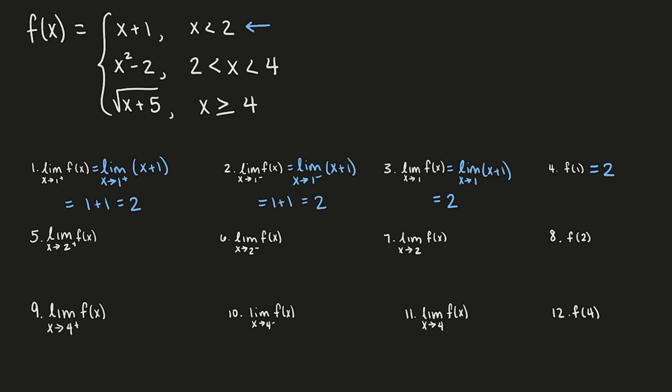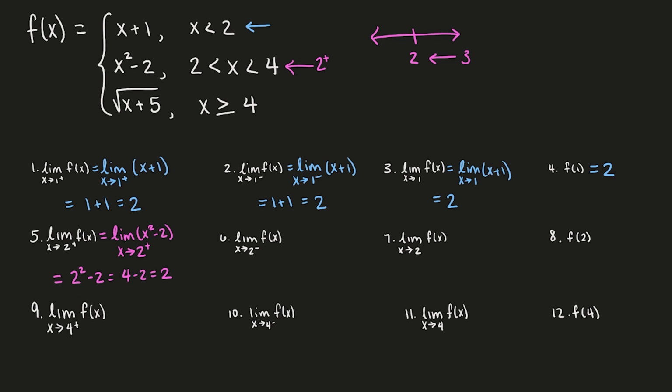Next, we have the limit of f of x as x approaches 2 from the right. So when we think about our number line, 2 from the right means we're getting bigger to smaller. So we're going from 3 down to 2, which means our 2 from the right will be inside this second function. So the limit of f of x is going to become the limit of x squared minus 2 as x approaches 2 from the right, which is going to be equal to 2 squared minus 2, or 4 minus 2, which is equal to 2.